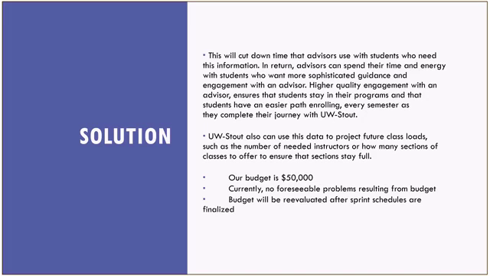In regards to our budget, it's $50,000. Currently, there are no foreseeable problems resulting from the budget. We're going to reevaluate after the sprint schedules are finalized, but we keep track of our hours on a weekly basis, and we have projected an estimated amount of time that we will be working on tasks. So due to all of that, we don't see any problems with our budget.